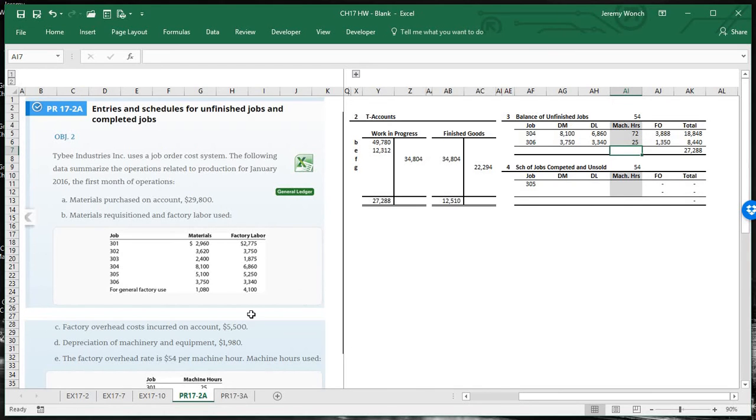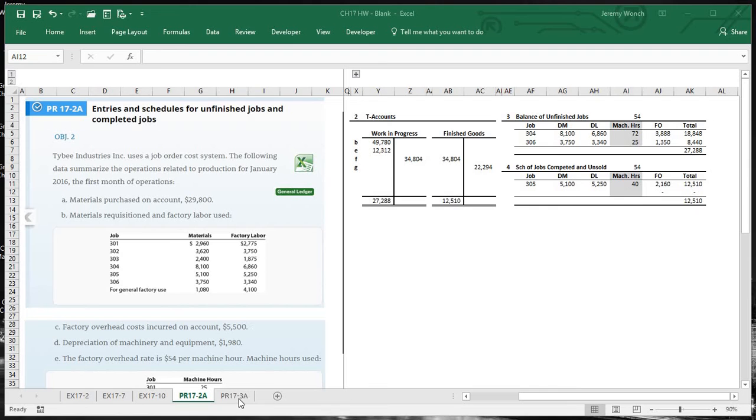And we have one job, 305, which we finished, but we just didn't sell it yet. And so this job, it's the hours of 40. So this job has a cost of 12,510, which is the balance of our finished goods account of 12,510. So perfect, we all match up. We are in good shape.